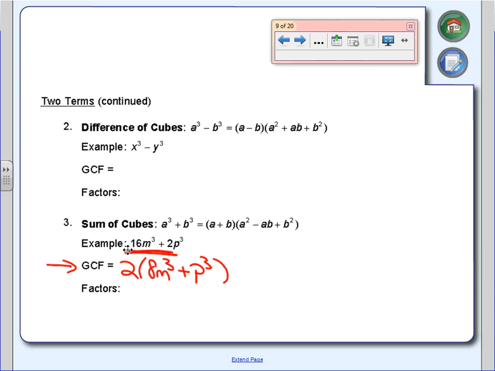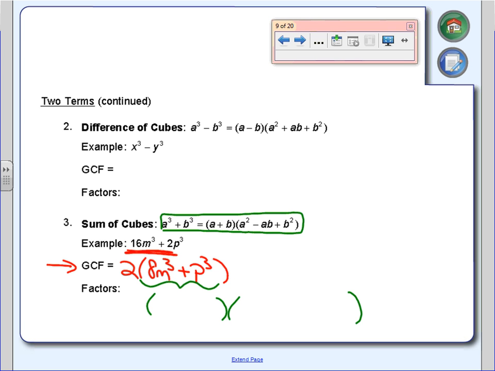However, we're not done. Now what we're going to do is take this part that's in the parentheses, and see if we can factor it some more, which we can. We're going to do this sum of cubes. It's going to work just like yesterday. I'm going to end up with a binomial times a trinomial. We're going to forget about this 2 for a minute. Right now, all we're working with is what's inside the parentheses, 8m to the third plus p to the third.